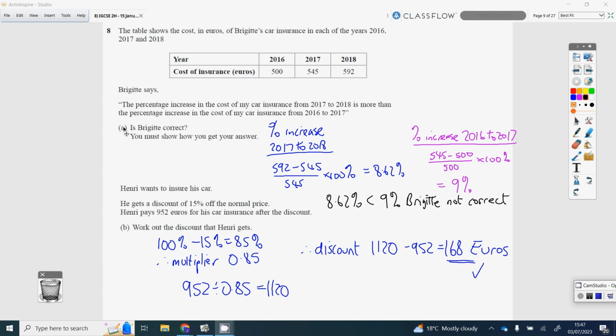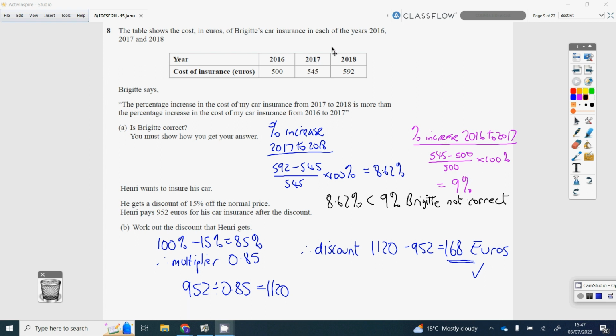Question 8, part A. So we've got to find out if Bridget is correct. So let's start off with this bit in purple, working out the percentage increase from 2016 to 2017. Now, to work out a percentage increase, it's the change divided by the original amount times 100. So going from 2016 to 2017 is a 45 increase, 545 minus 500. Divide that by the original amount, 500, and times this by 100%, and that gives you 9%. So the percentage increase from 2016 to 2017 is 9%.